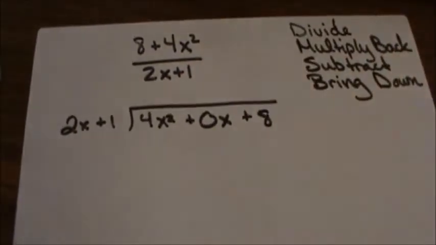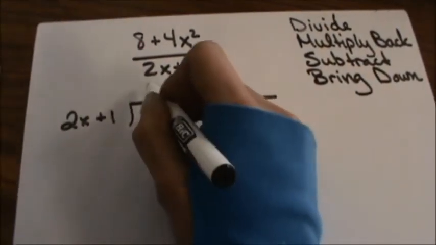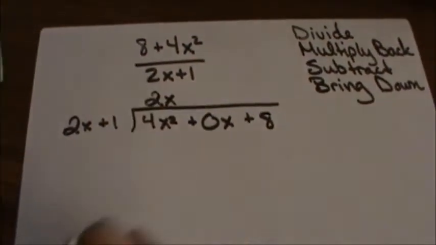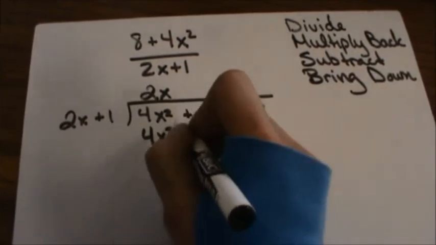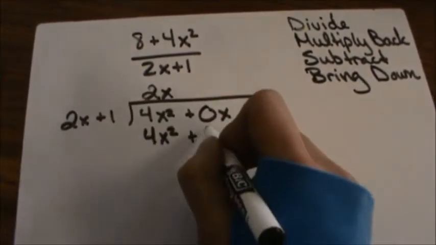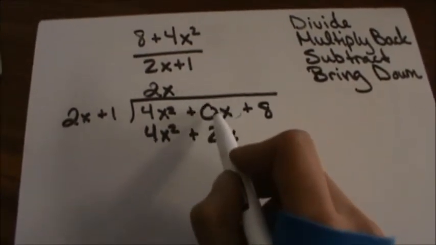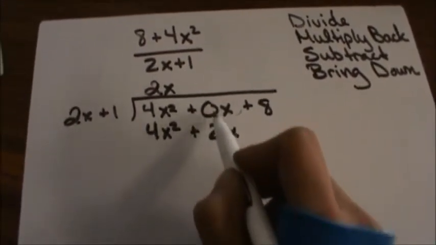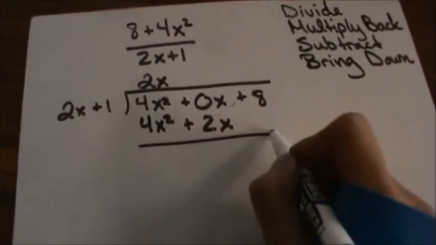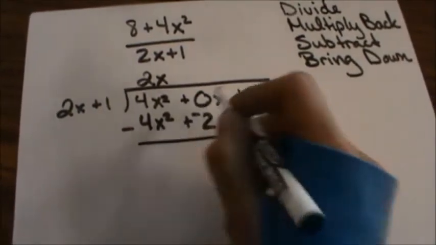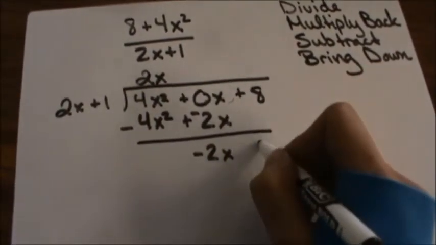Alright, now I can go through my long division steps. Divide. 2x divided by 4x squared is 2x. Multiply back. 2x times 2x is 4x squared. 2x times 1 is plus 2x. If I didn't have this 0x here, I would have the 8. And the 8 and the 2x would not have been like terms. So that's why this needs to be here. Subtract. This is 0. This is negative 2x. Bring down the 8.